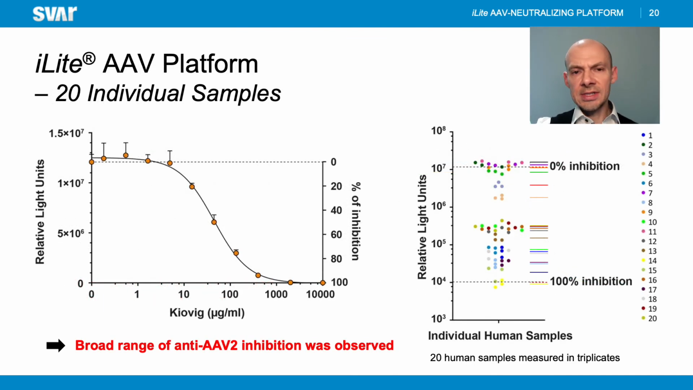Here you can now see the results after testing 20 individual human serum samples. This was healthy population. All the samples were measured in triplicates. The colored lines represent the average of these triplicates. 0 to 100% inhibition was added from the standard curve. As you can nicely see, a broad range of anti-AAV2 inhibition could be observed.